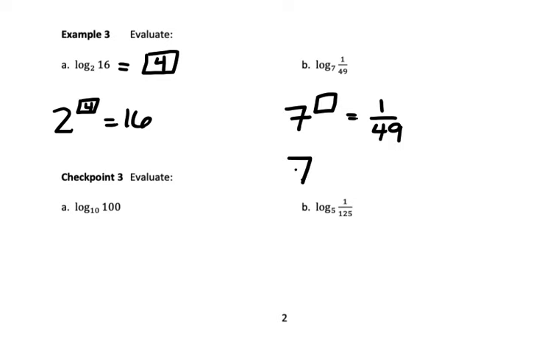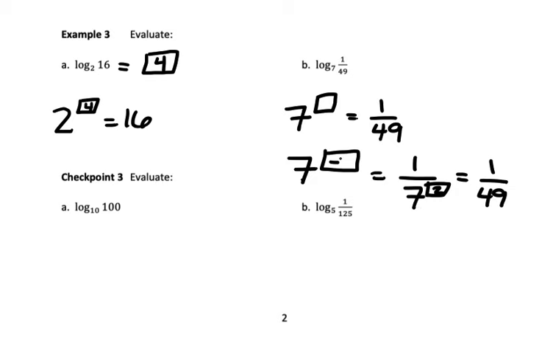So this is 7 to some negative power equals 1 over 7 to a positive power, which equals 1 over 49. And as you should be able to come up with, that power is 2. So 7 to the second is 49. So this is negative 2 in the box. So my answer is negative 2. So anytime you see 1 over, that should be a clue that the answer to the logarithm is negative.